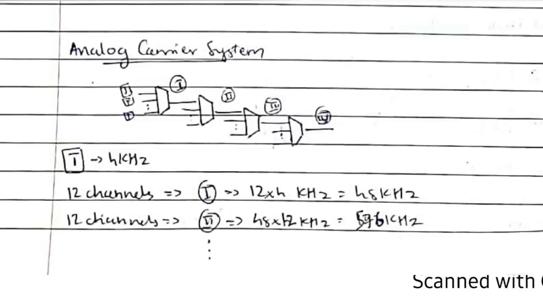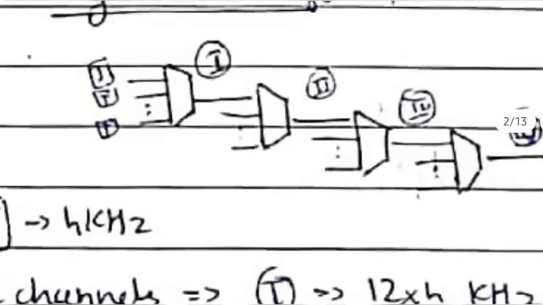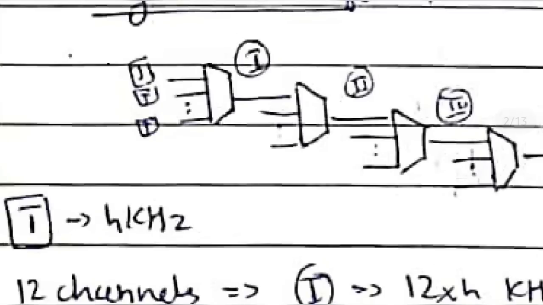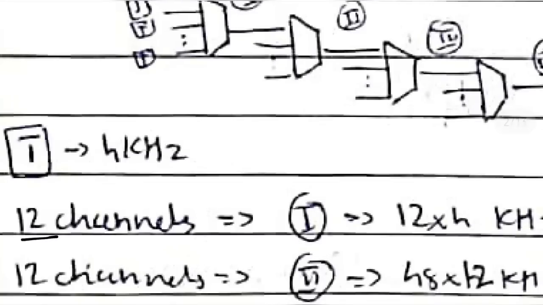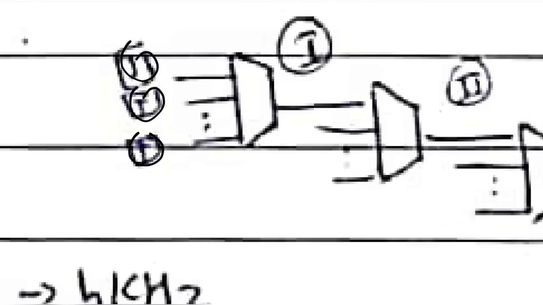Let's understand what is analog carrier system. Observe carefully here. These are the three signals with the frequency 4 kilohertz. This F1, F2, F3. But in this case, all F are equal to 4 kilohertz. It's actually not 3 here. If you see here, 1, 2 and dot dot and n means n number of channels are getting input here. How many? It's 12 channels. n is 12 here.